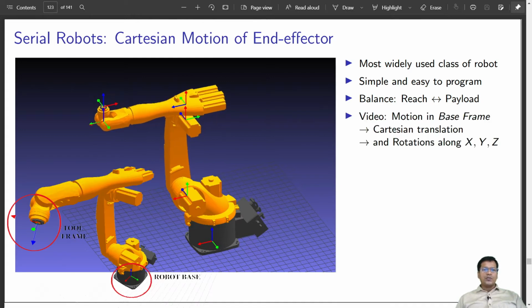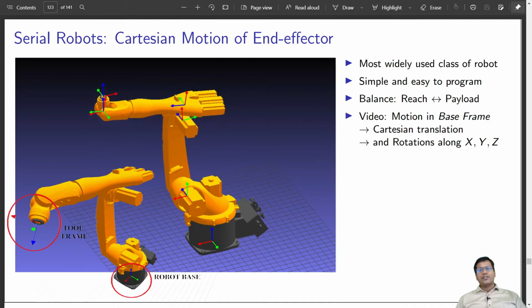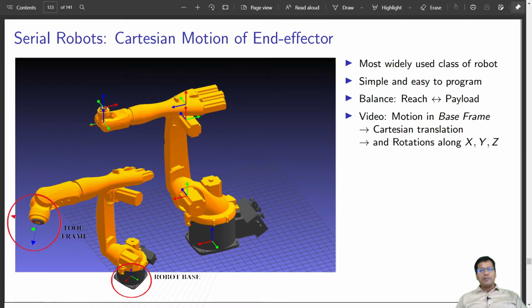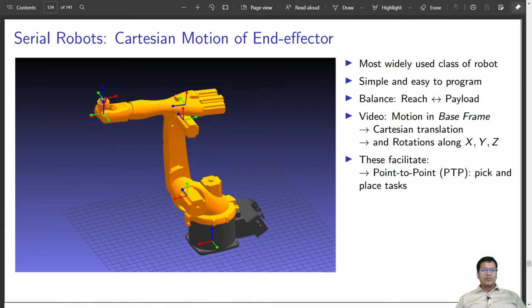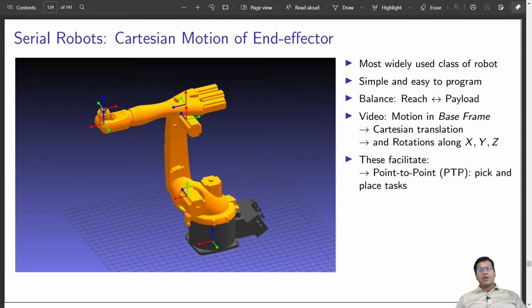The video shows various motions that a six-DOF robot can offer, namely 3 Cartesian translations and 3 rotations in 3 orthogonal directions. These facilitate point-to-point motion, commonly known as PTP motions, which are most commonly used for pick and place tasks like palletizing or moving an object on and off a moving conveyor.